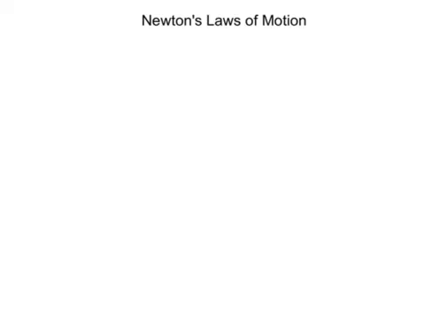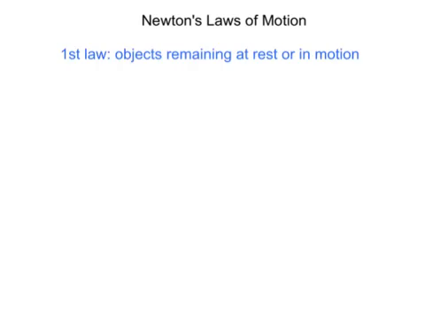Okay, with the test approaching, it might be a good time to do a review of Newton's laws of motion. Newton's first law is essentially about inertia, and that is that objects have a tendency to remain at rest or in motion. So anytime I give you an example in which you see an object remaining either at rest or continuing to move in the same speed and direction, that's going to be an example of the first law.